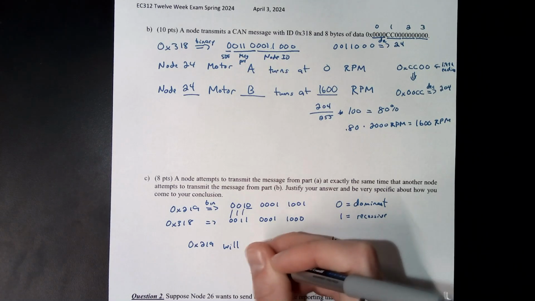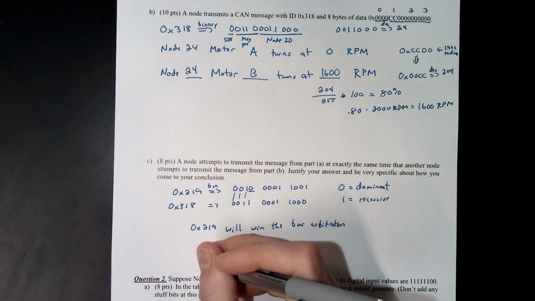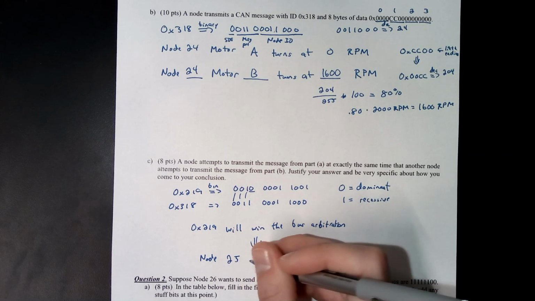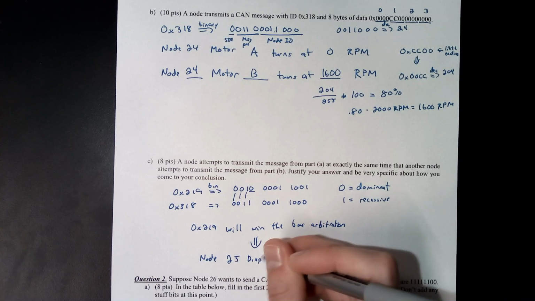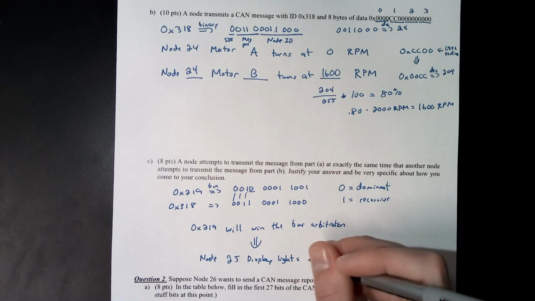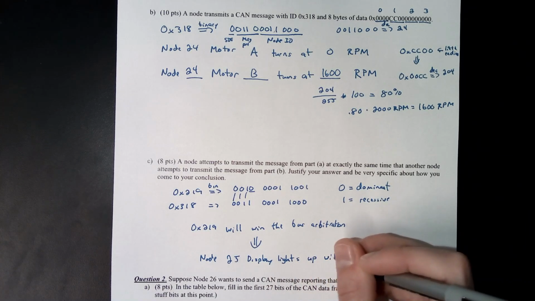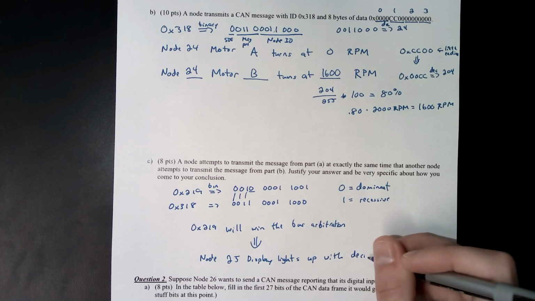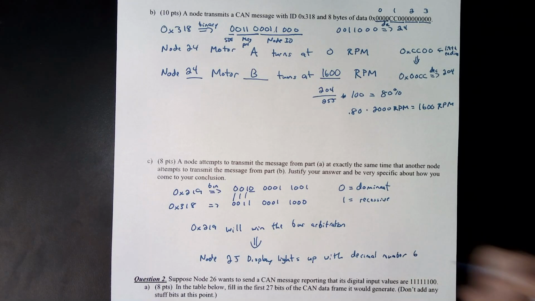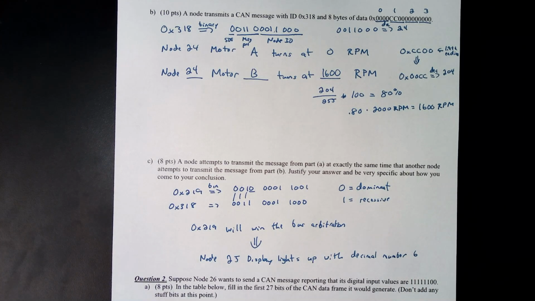which means that node 25's display will light up, right? So if this is what's supposed to happen based on the prior answers we gave, then its response to that will be what occurs. So the decimal number 6 will show on the display there. And the node 24 motor will not turn, right? Or it will not be able to be changed from what we did in the lab.